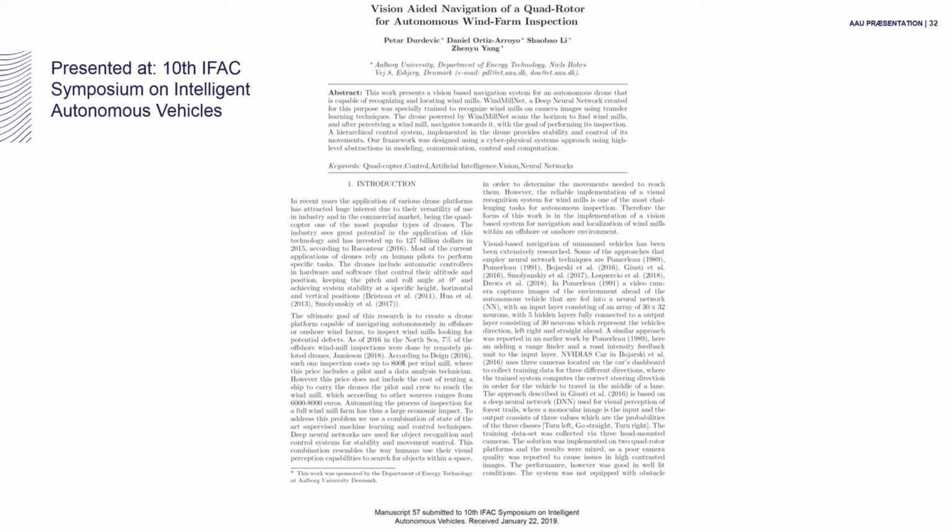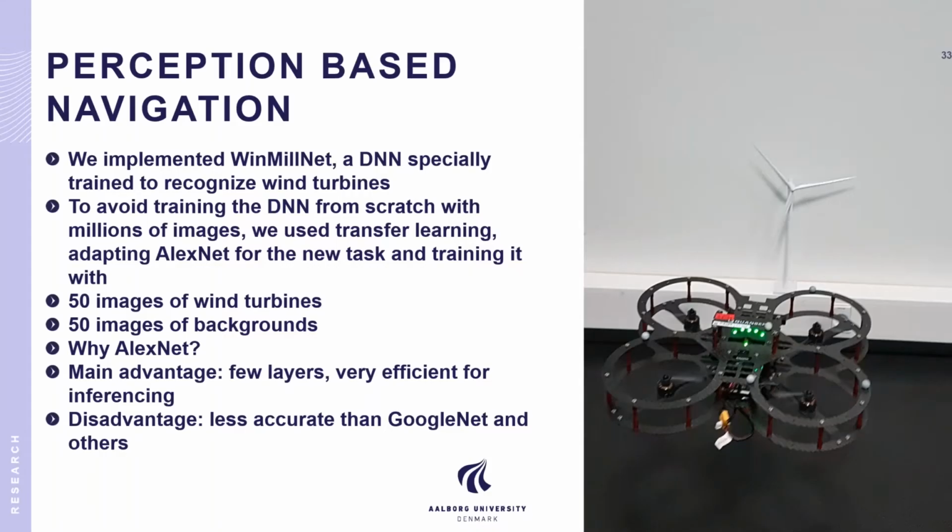So this is the first kind of work we did with the Quanser setup, and also in general with robotics and visual navigation. So what we did was we implemented a DNN that was specifically trained to recognize wind turbines. And we adapted a well-known network called AlexNet and trained it using transfer learning with images that we had from the lab. So the picture you're seeing right here is actually a newer picture than what originally was done. Originally, we didn't have this beautiful little model here. We only had a picture of a wind turbine, as you will see in the video.